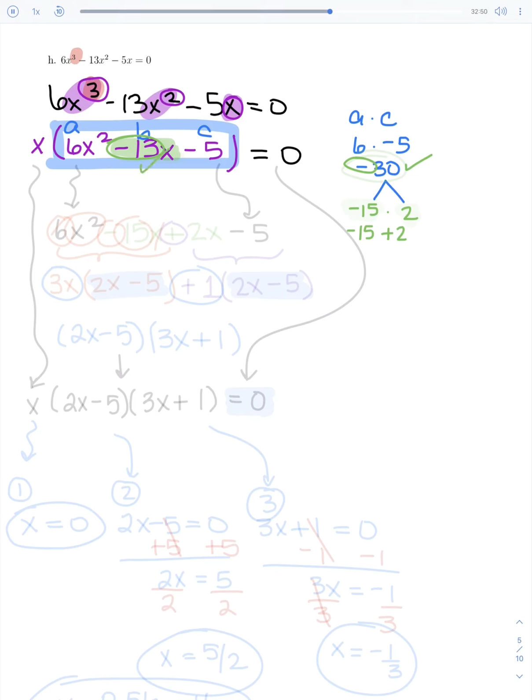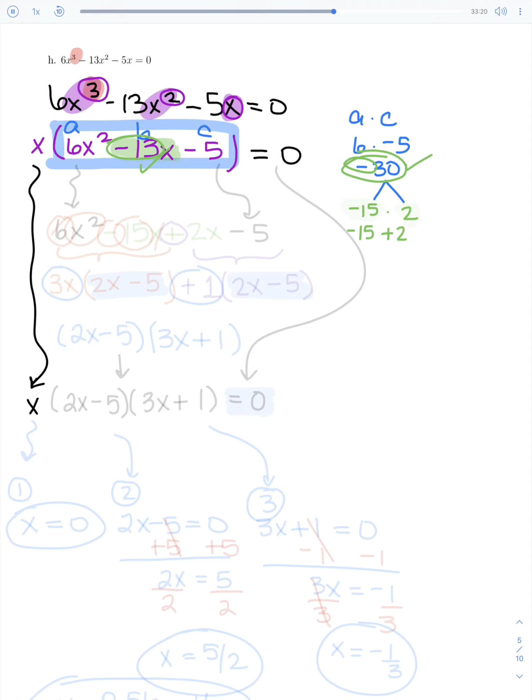If you were somehow thinking about negative 10 and negative 3, that does give you negative 13. However, negative 10 times negative 3 is not a negative 30. It's a positive 30. That's why that one does not work here. So let's use our negative 15 and 2 to break down our negative 13. The first thing we want to do is bring down our x, our greatest common factor, so we don't lose it.